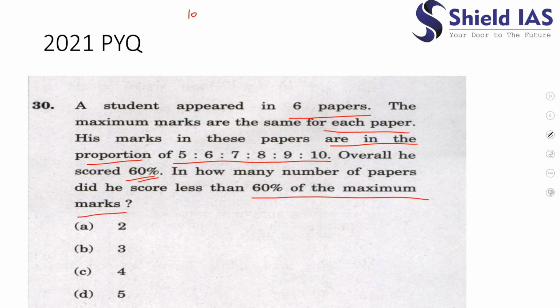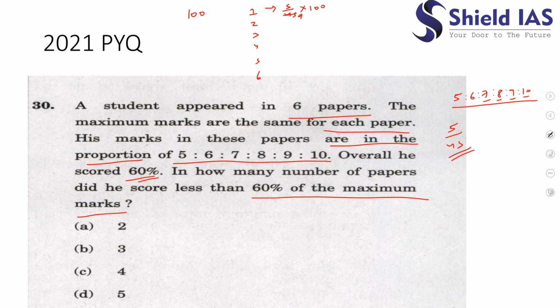Okay, so let the total marks be 100. Paper 1, paper 2, paper 3, paper 4, paper 5, paper 6. If you add all of these, 5 is to 6 is to 7 is to 8 is to 9 is to 10, what would be the addition of all these numbers? 5 plus 6, 11, 11 and 7, it becomes 18, 18 and 8, 26, 35 and 45. So the denominating factor would be 45. So how much would he score in the first? It would be 5 by 45 into 100.